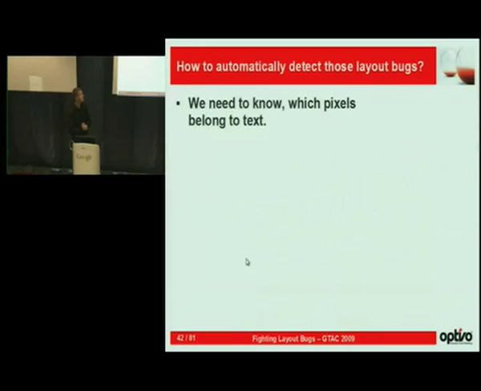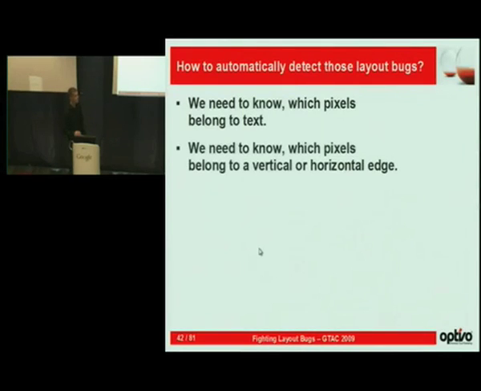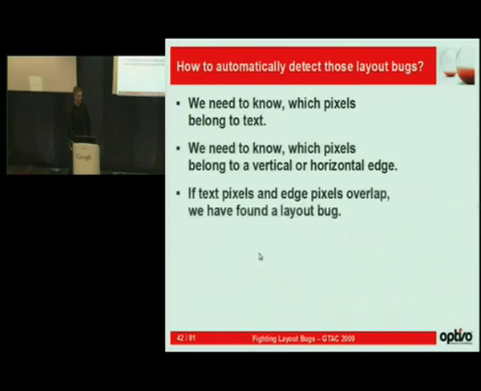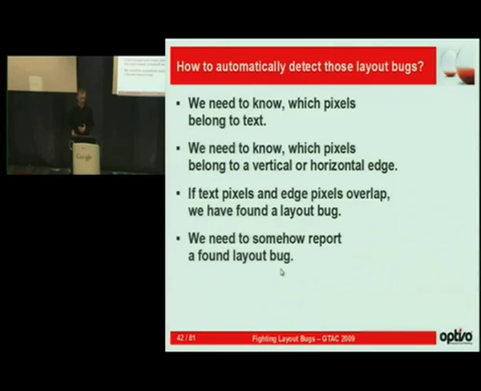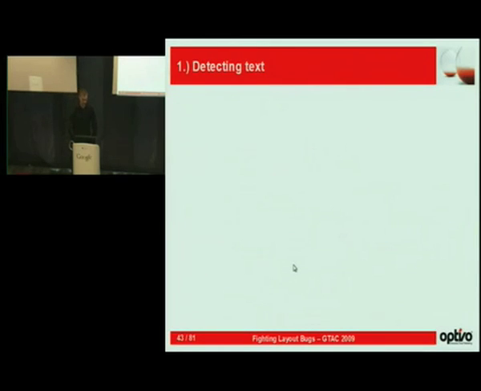Here's the idea. The first thing is we need to know which pixels belong to text. And then we need to know which pixels belong to a vertical or horizontal edge. And if we know this, we can do some AND. And if text pixels and edge pixels overlap, we have found a layout bug. And then, of course, we need to somehow report this found bug. So let's start with detecting text.